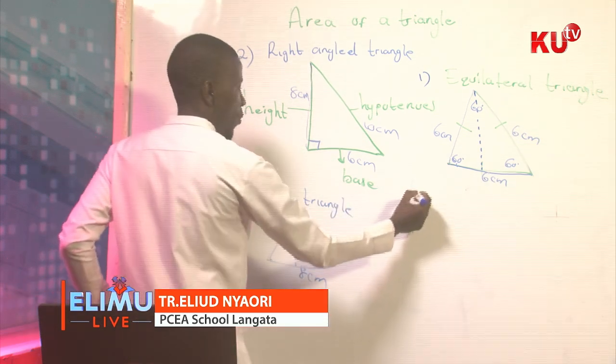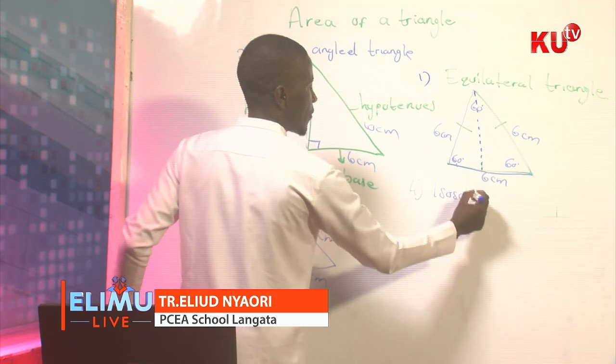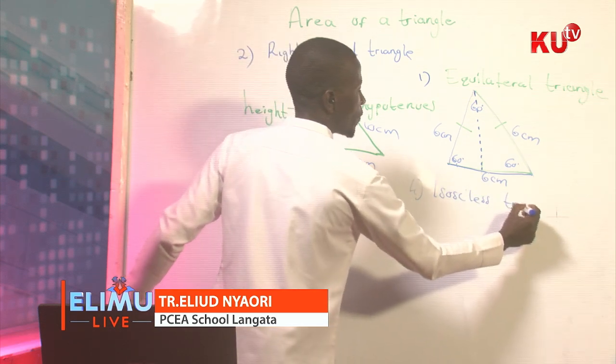Then lastly, we have the isosceles triangle.